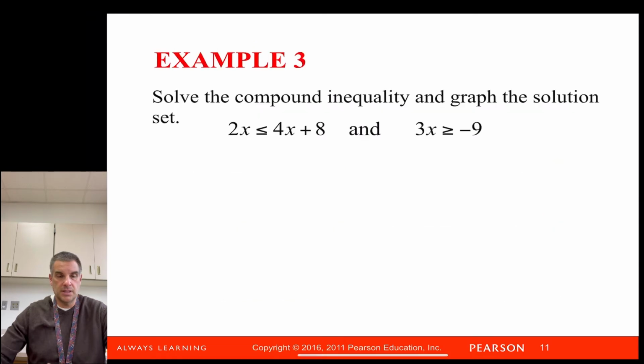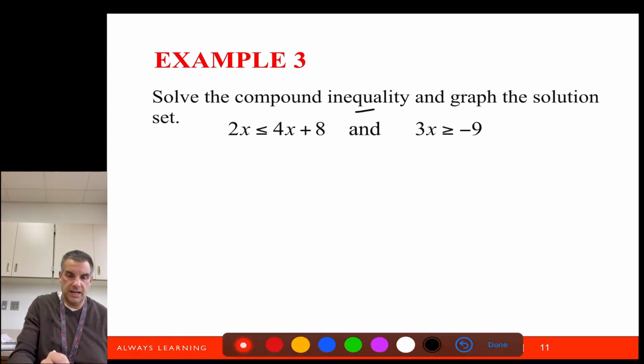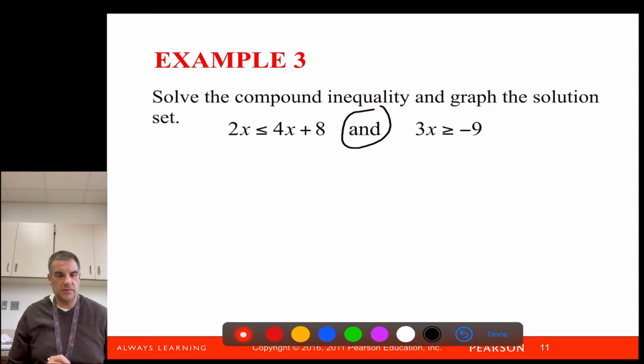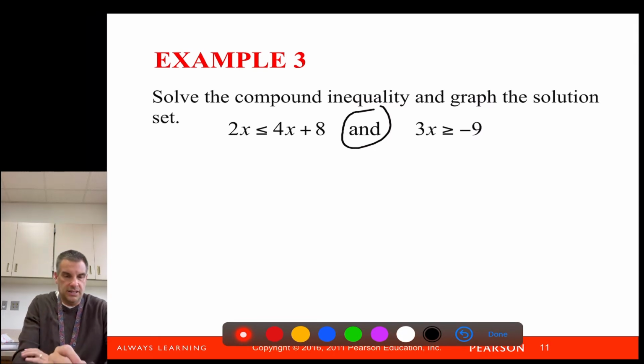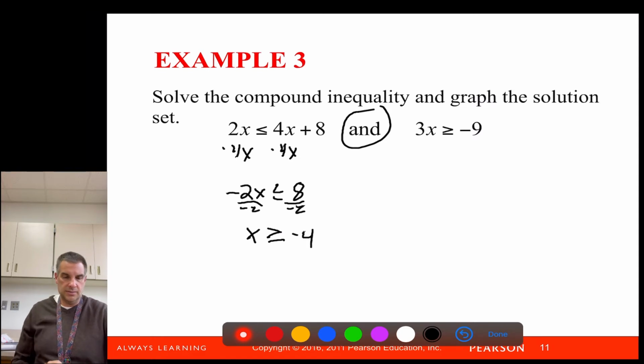Okay, so now let's go ahead and solve this compound inequality. And again, we're going to graph the solution. Again, it's joined with the word and. We're going to solve them individually. So start with the left-hand side. I'm going to subtract 4x from both sides, so -4x. So you get -2x is less than or equal to 8. Now I've got to divide by -2. Remember, when you divide by -2, that means you have to flip the inequality symbol. So we've got x is greater than or equal to -4.